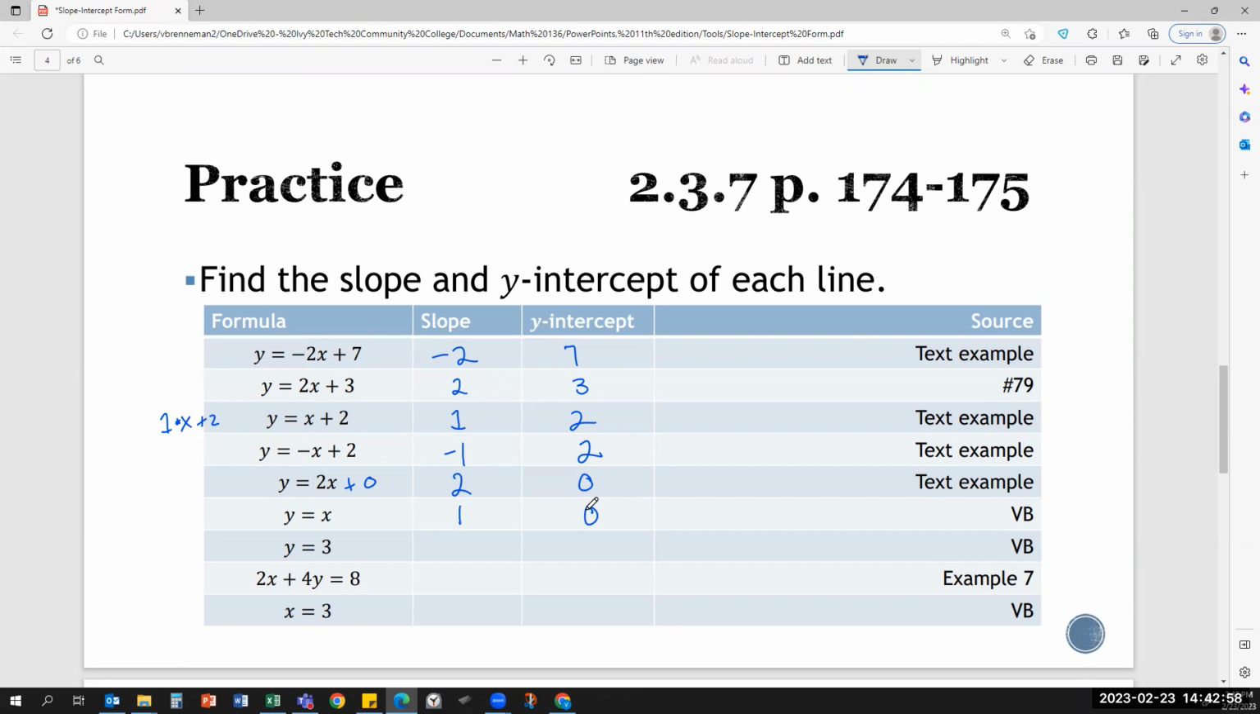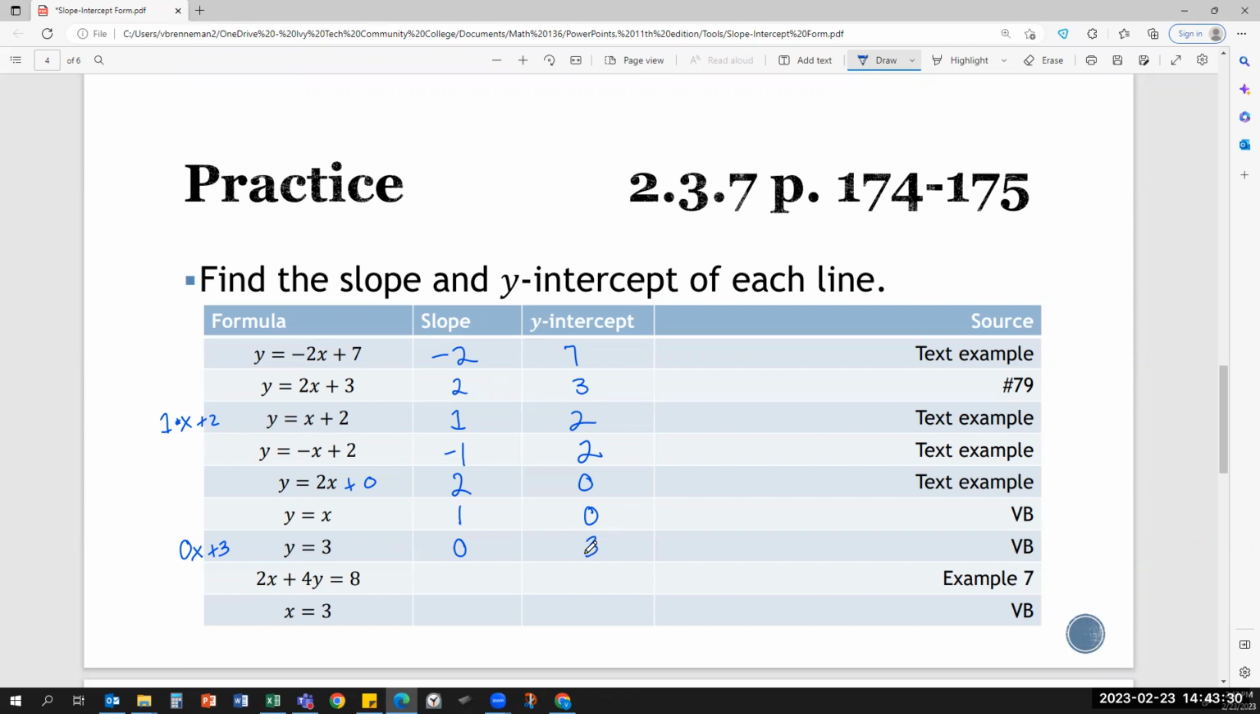Then y equals 3. Now it feels like there's not even an x piece, so surely there's no slope to speak of, but we could still think of this as 0 times x plus 3. So the slope is 0. That's a horizontal line. You should know that when you see y equal to a number, that's a horizontal line, and the slope of a horizontal line is 0. And then the 3 is the y-intercept.